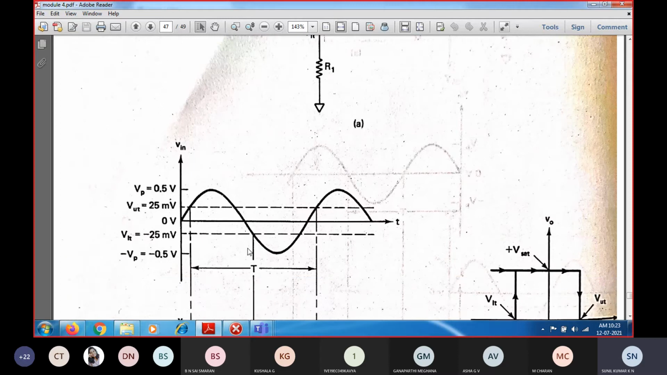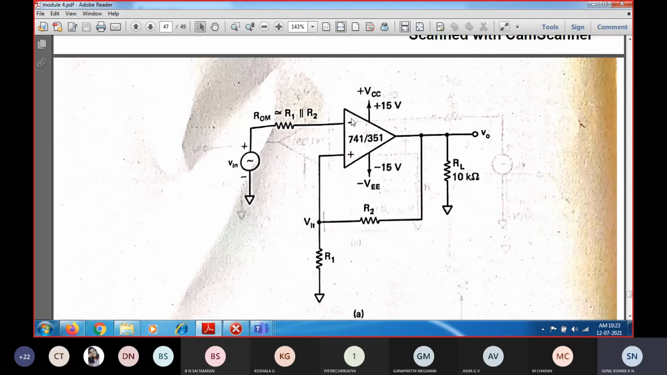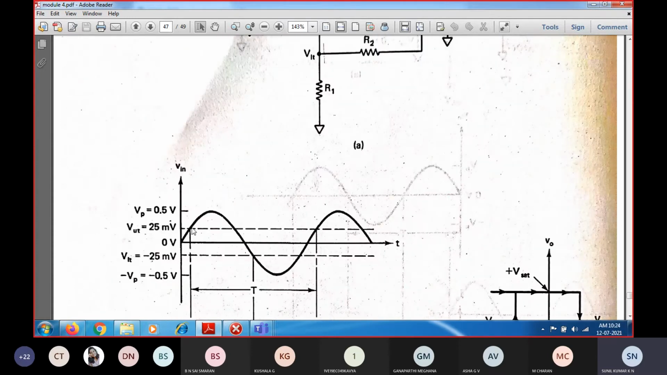Now the inverting input voltage, as soon as it exists, becomes negative. So whenever the input again reaches greater than minus 7, only then will the output switch. Till that time, you can see this minus 7 is greater than the inverting input, right? So the output will be in negative saturation only.